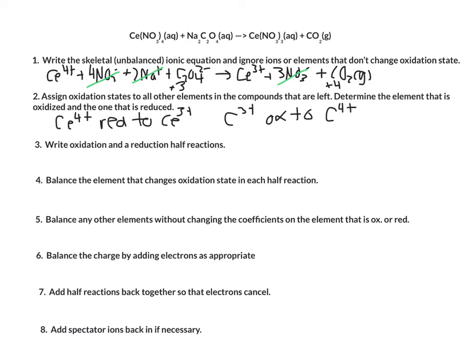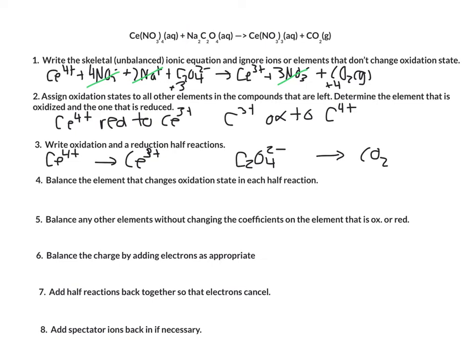Next we write the half reactions. So cerium is easy, it's just cerium 4+ goes to cerium 3+, and we'll balance it later. And then for the oxidation, we have oxalate 2- goes to CO2. And again, we'll balance that in the next step.